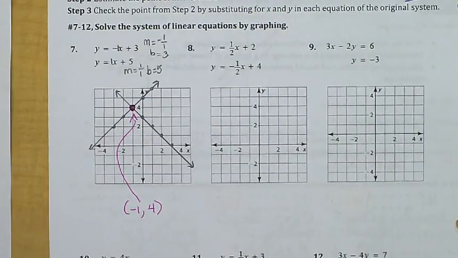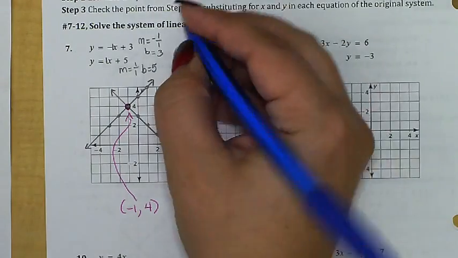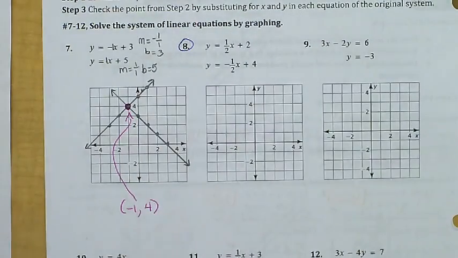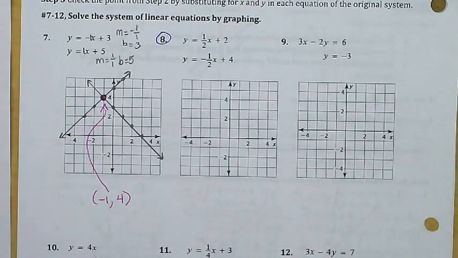Okay, let's try another one. Let's actually skip number 8. Let's do that one in class. I'm going to mark the ones that we're going to do together as a quick review in class tomorrow. Let's go to this one, just because these look a little different. It's a good example to have, okay?